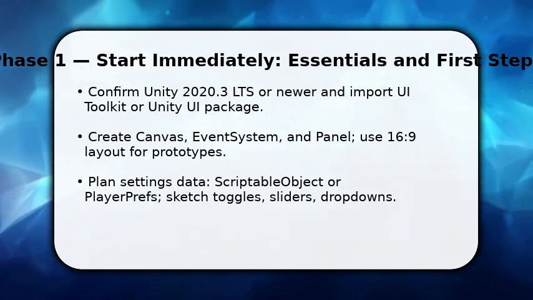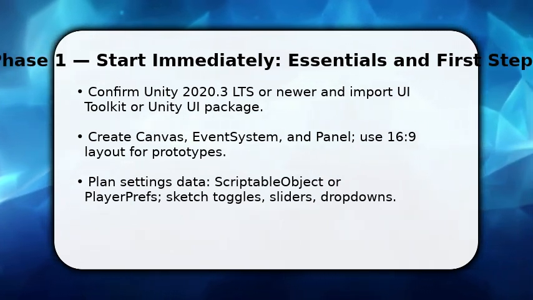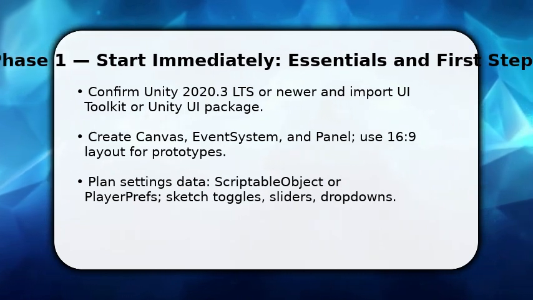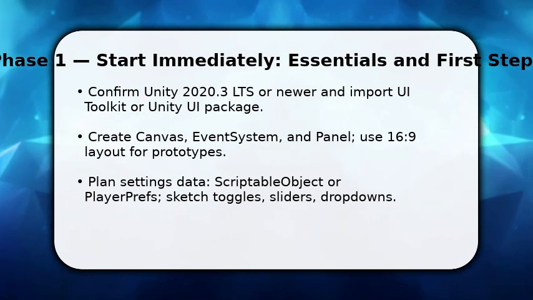Make placeholder UI elements: toggles for booleans, sliders for ranges, drop-downs for options. Then wire simple labels and anchors so controls scale. This prevents layout surprises later.